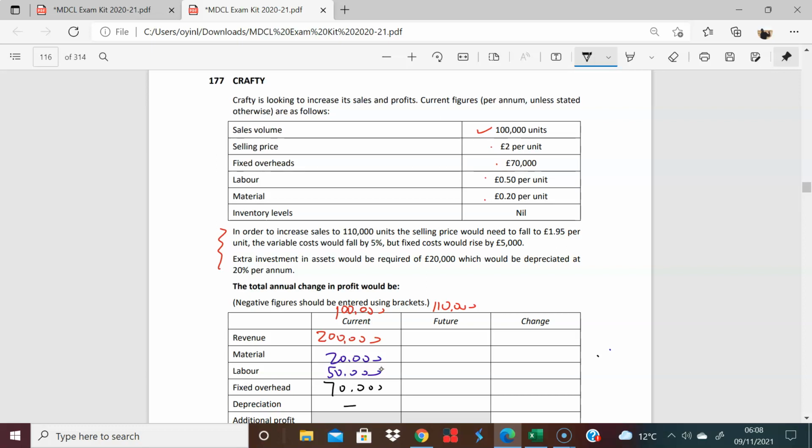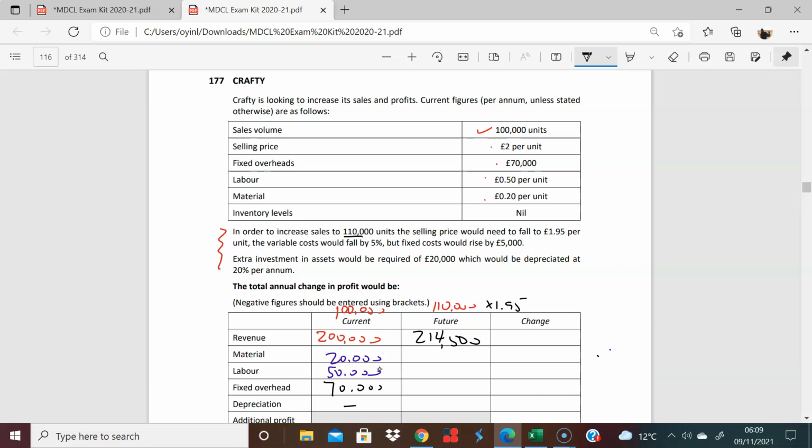Okay, right. So what do we have here? If I decide to go into the future with 110,000, I would be selling at £1.95. So that's 110,000 times £1.95, and that's 214,500.